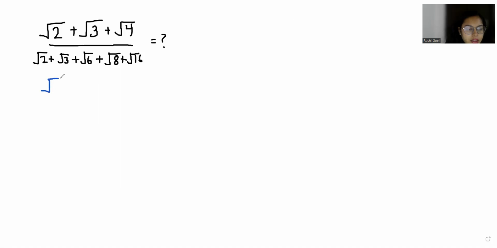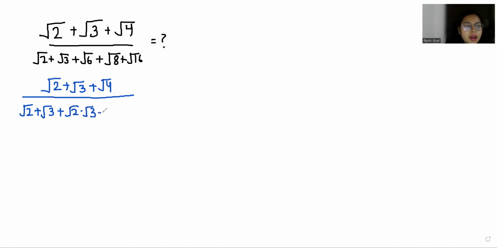So we can write it as square root 2 plus square root 3 plus square root 4 by square root 2 plus square root 3 plus square root 6. We can write it as square root 2 times square root 3, plus square root 8 as square root 2 times square root 4, plus 16 as square root 4 times square root 4.